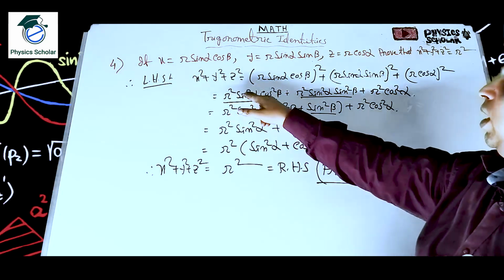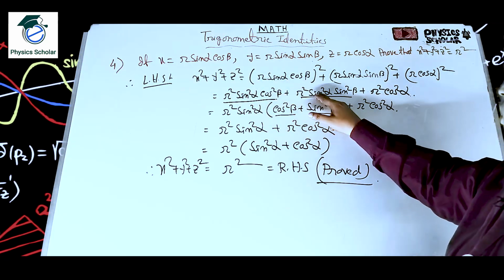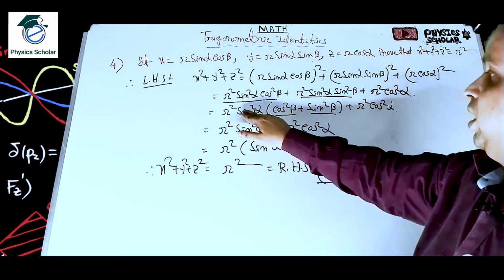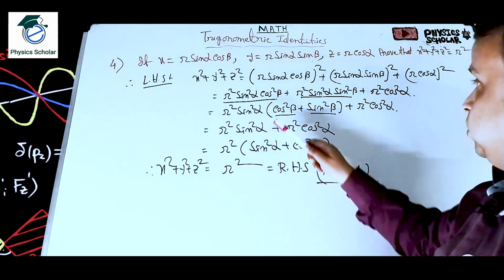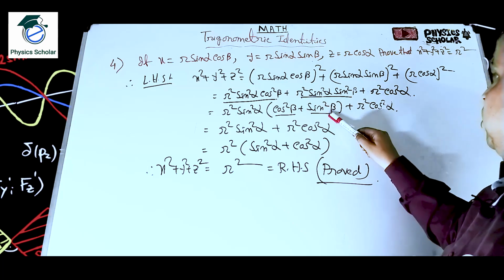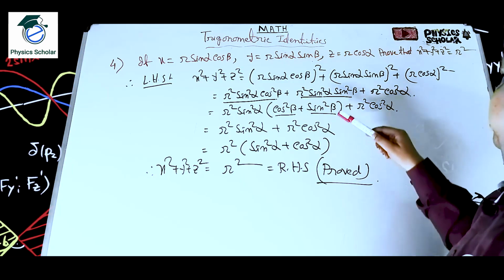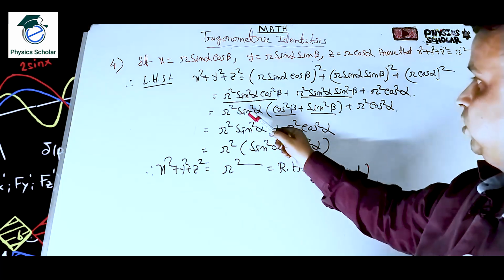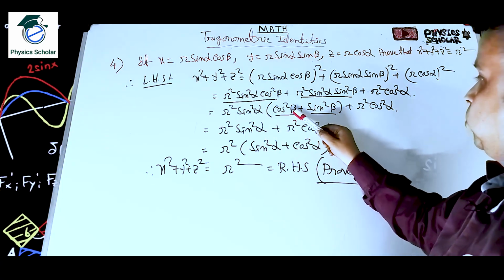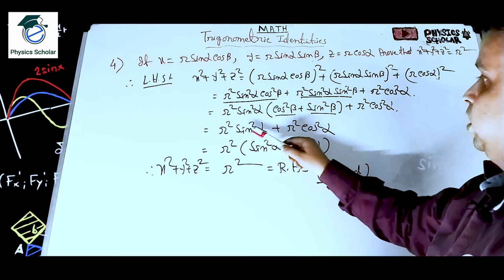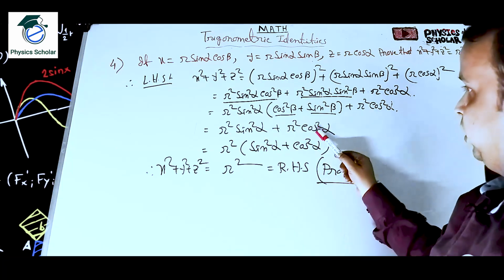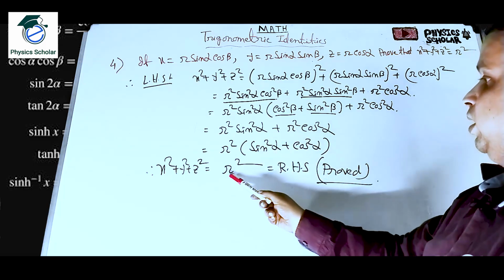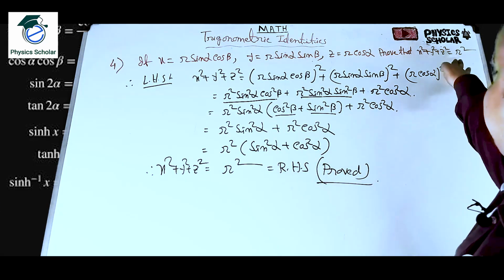So it will be r² sin²α cos²β + r² sin²α sin²β + r² cos²α. From these two we take r² sin²α common, so it will be cos²β + sin²β, plus r² cos²α, that we are writing. So cos²β + sin²β means 1. So r² sin²α + r² cos²α. Again taking r² common, sin²α + cos²α is also 1, that means r². So that is equal to the right hand side. Proved.